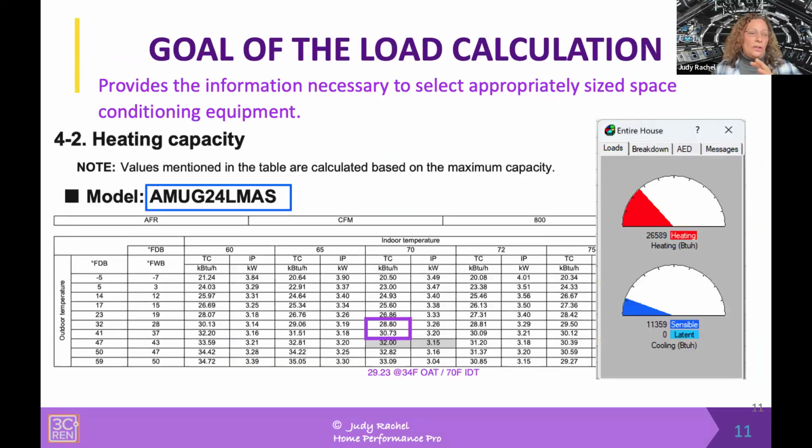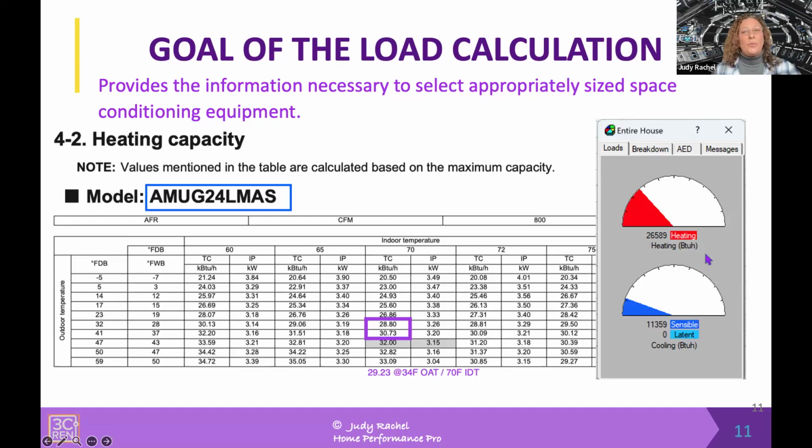The entire goal of the load calculation procedure is to give us the numbers that we need to use in order to size heating and cooling equipment. This right here on the right side is the load meter from the Wrightsoft software. And so after you've completed a load calculation, this is one of the places where you will see the heating and the cooling loads for the building.